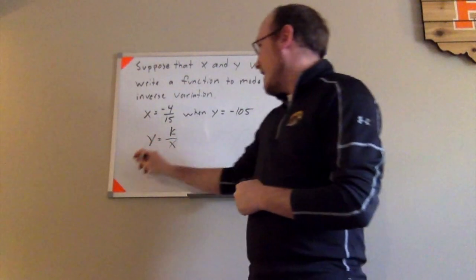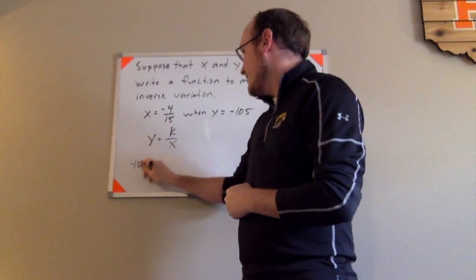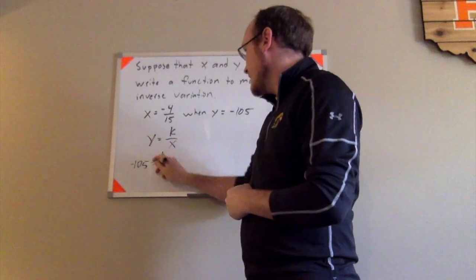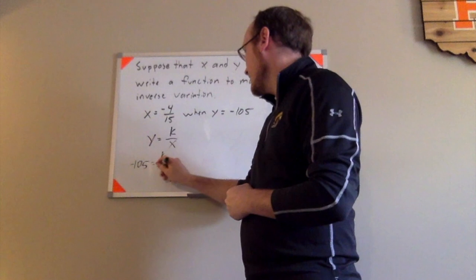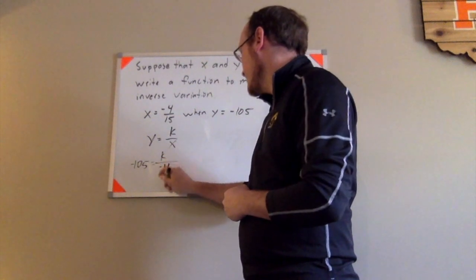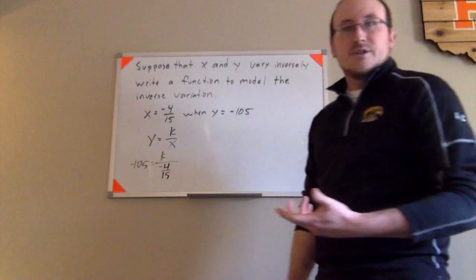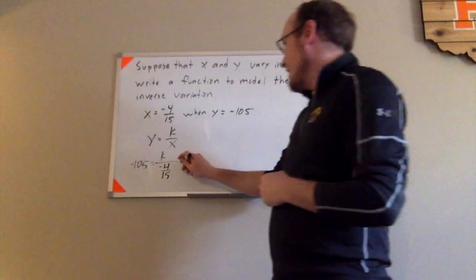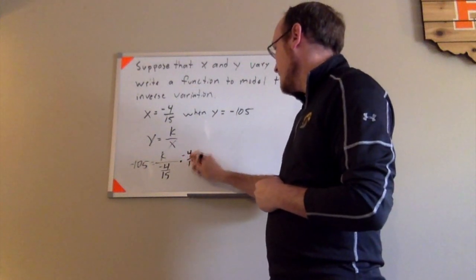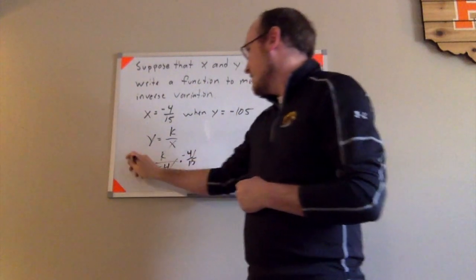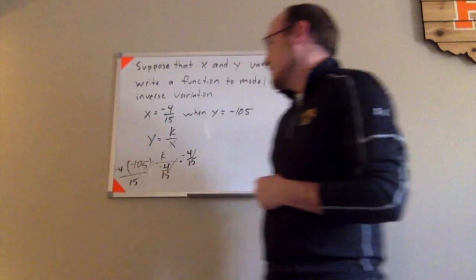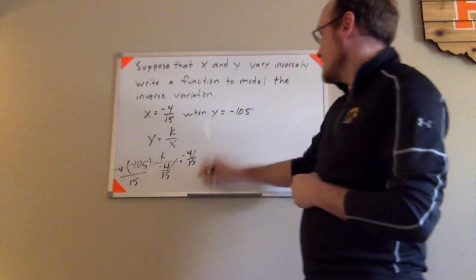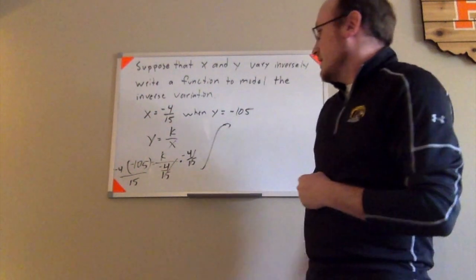We know that y is negative 105. We don't know k. That's what we're trying to figure out right now. We know that x is negative 4/15. We need to go ahead and solve that for k. We can multiply both sides by negative 4/15. On this side, that would cancel with that. On this side, I need to multiply by negative 4/15 right there. I'll jump back up over here.